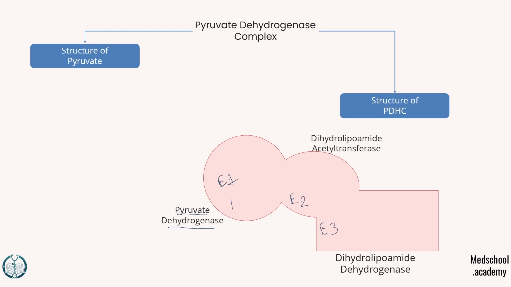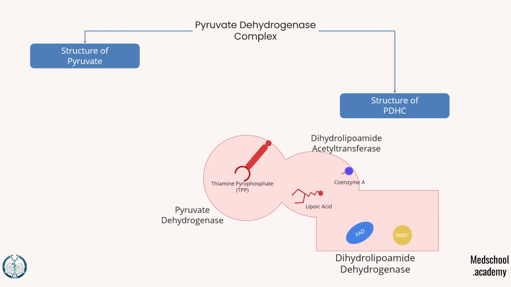So each of these enzymes have a cofactor. For E1, it has thiamine pyrophosphate, also known as TPP. And this comes from vitamin B1. And next we have, for E2, it has 2 different coenzymes, lipoic acid and coenzyme A. The coenzyme A comes from vitamin B5. And lastly, we have cofactors for E3. And these are FAD, which comes from vitamin B2, and NAD, which comes from vitamin B3.